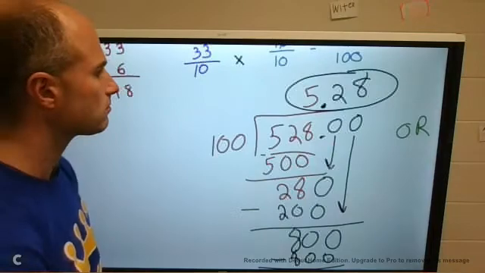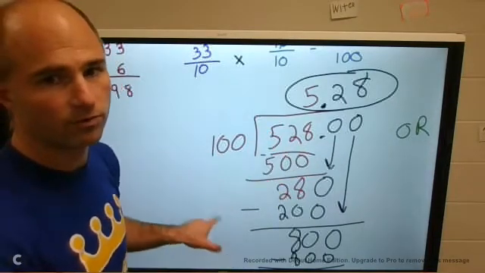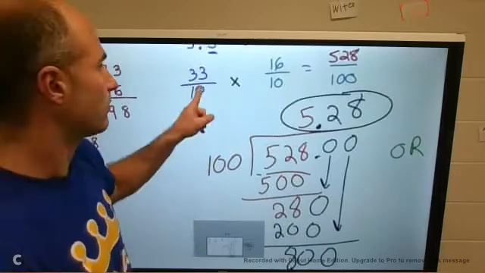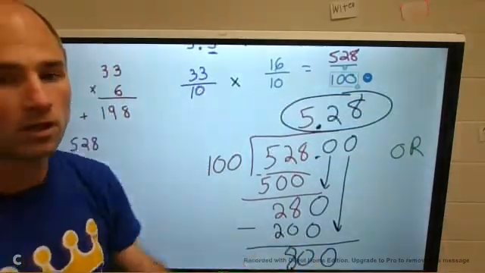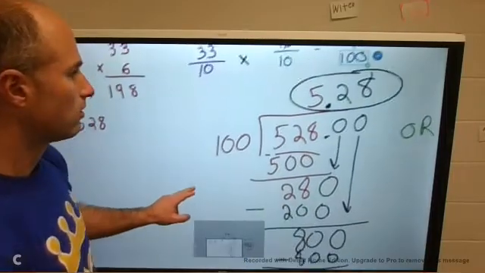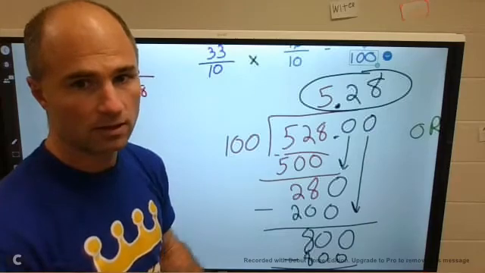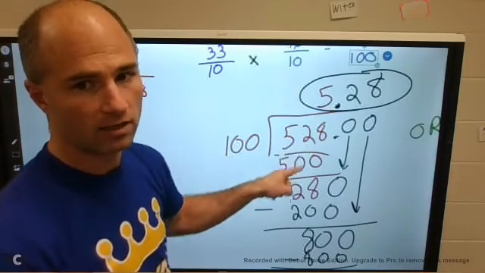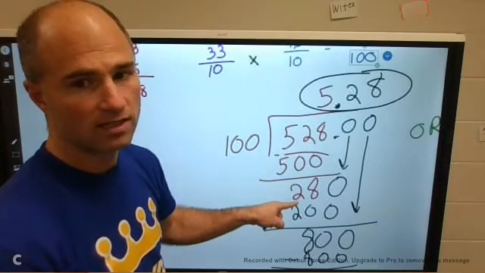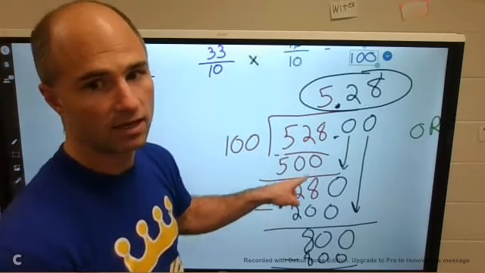All right? So 100 goes into 528. Where'd that 100 come from? Remember, it came from the 10 times the 10, giving me 100 as your denominator. Now, we're going to see how many hundreds go into 528. Well, 5 hundreds go into that, which gives me 500. I subtract, and I get 28.